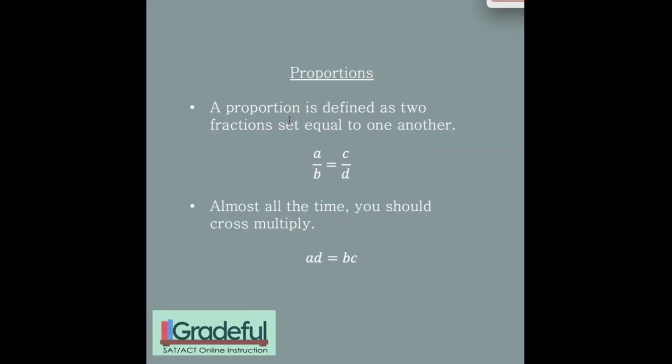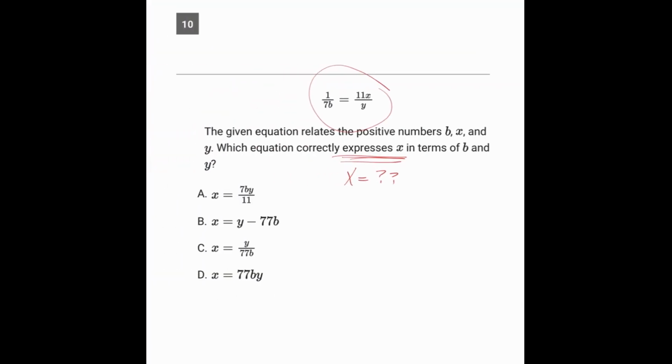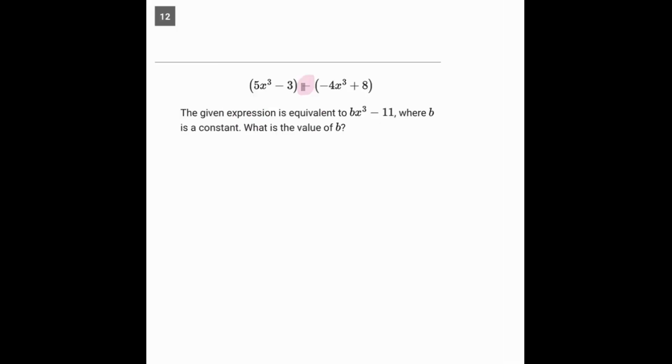A proportion is when you have two fractions set equal to one another, and the general rule is that you should cross multiply. AD equals BC. So in our situation, we want to say 1 times y equals 7b times 11x. But that minus sign, you should treat it like a -1. So let's write a little 1 right here. And if you have a number outside of a parentheses, you're going to want to distribute it.